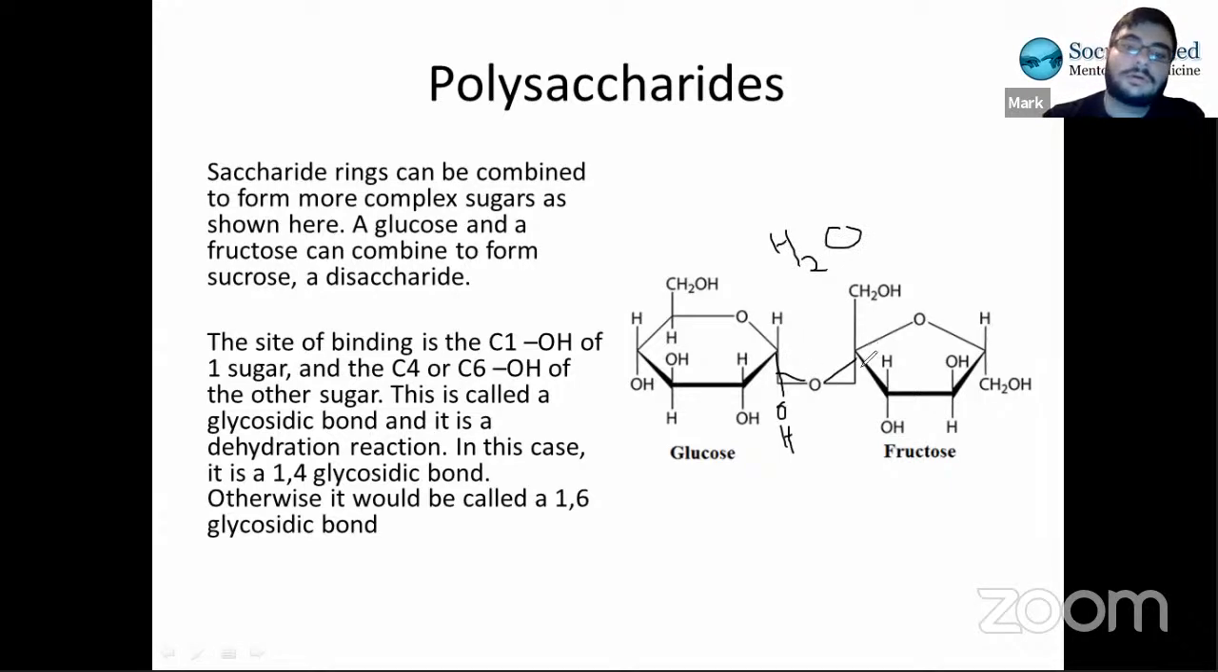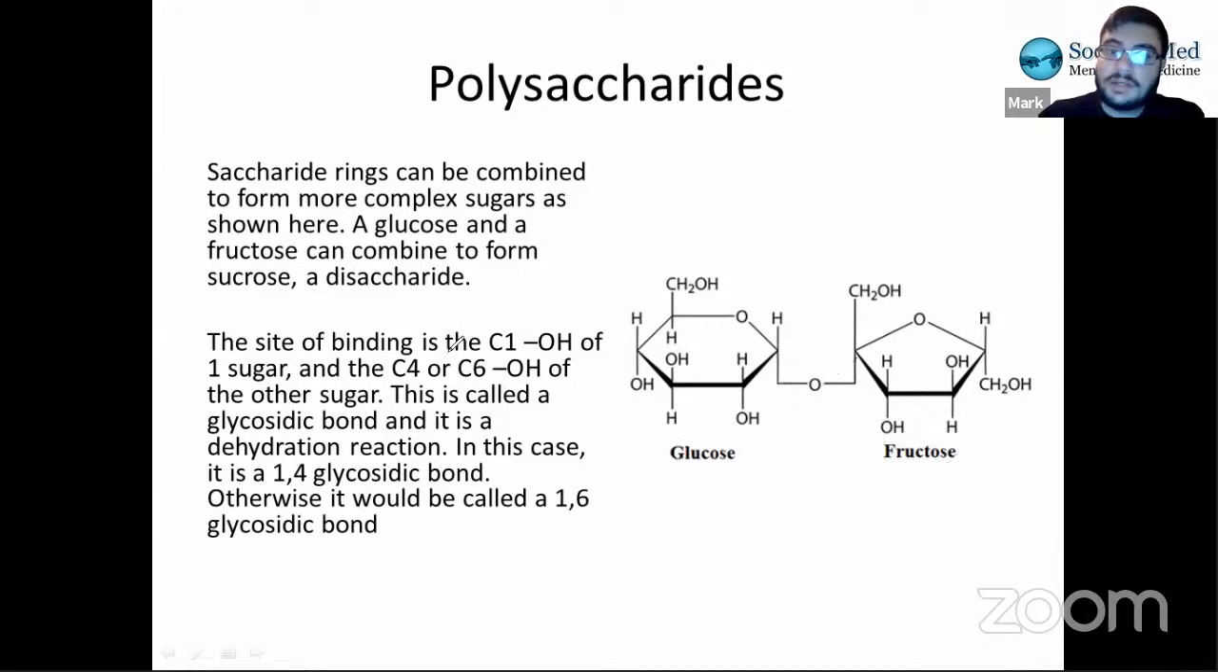All right, and I do think you should maybe know this one specifically, this disaccharide. It's called sucrose. The reason you should know it is because this is table sugar. This is what we usually use to sweeten our foods, like put in our coffee or make cake with. It's called sucrose. It's a combination of glucose and fructose.